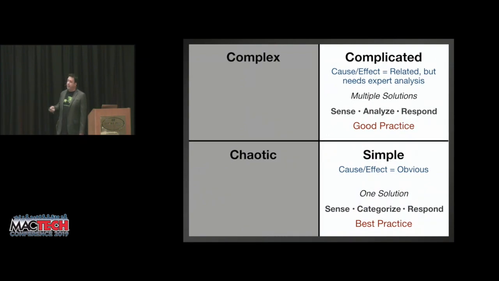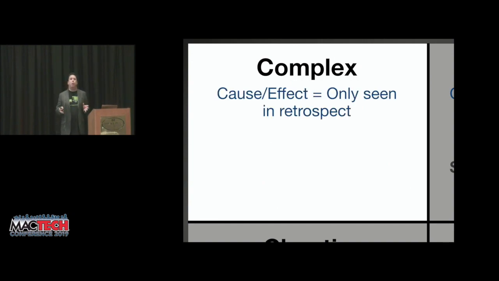Both simple and complicated problems take an ordered approach. So I'm going to label the right side of this grid ordered. Problems that fit in the complex domain are figured out via exploration, where you can't predict the outcome of your actions in advance. The relationship between cause and effect can only be seen in hindsight or retrospectively.